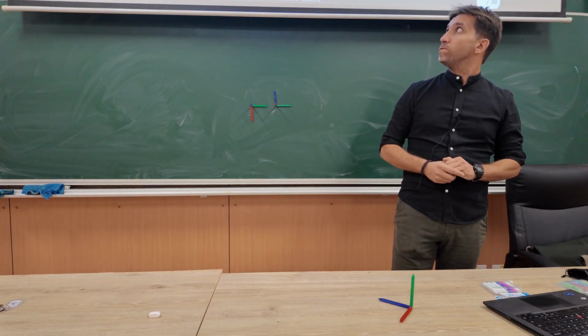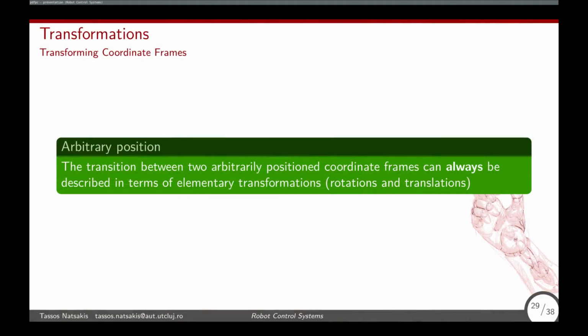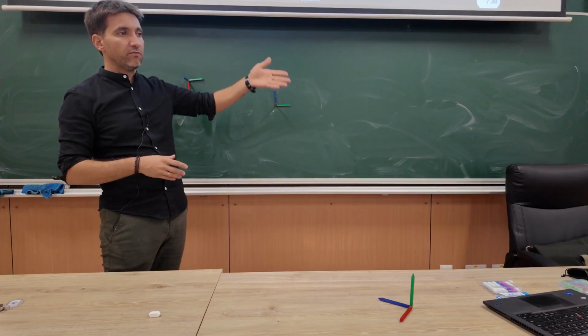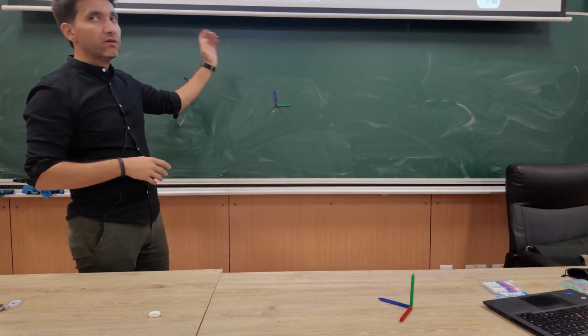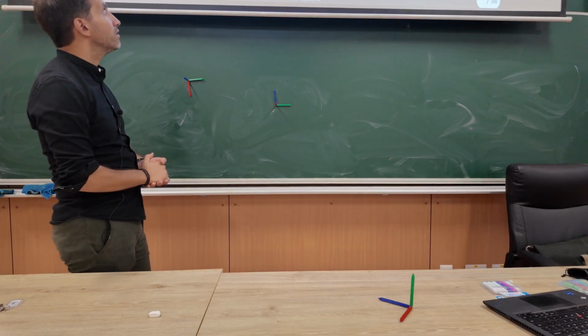So what we can show is that the transition between two arbitrarily oriented and translated coordinate frames can always be expressed using these basic transformations that we saw. No matter where two frames are relative to each other, we can always calculate the transformation that takes us from frame A to frame B using elementary translations and elementary rotations if we combine them the right way, right?